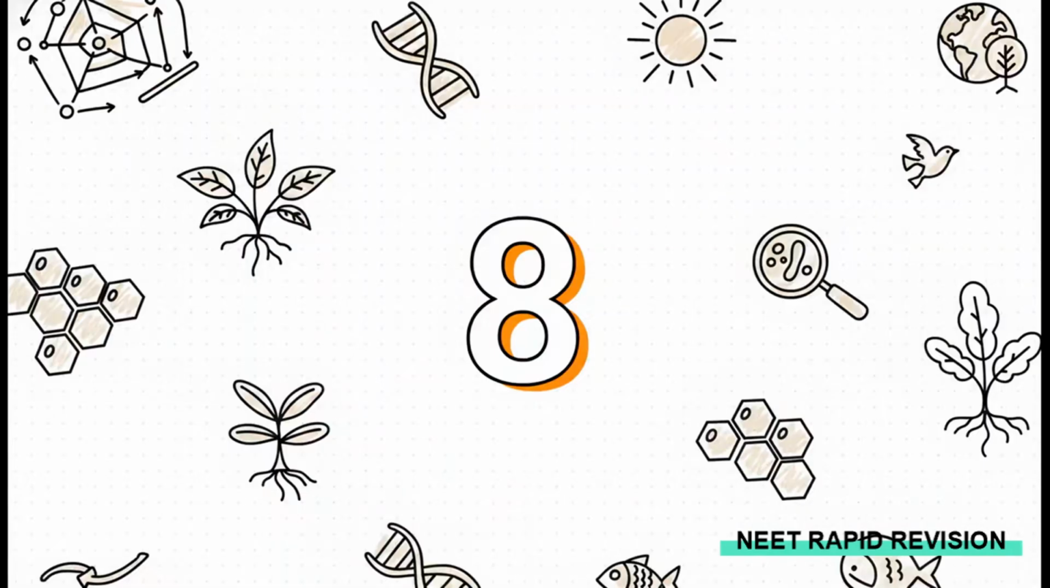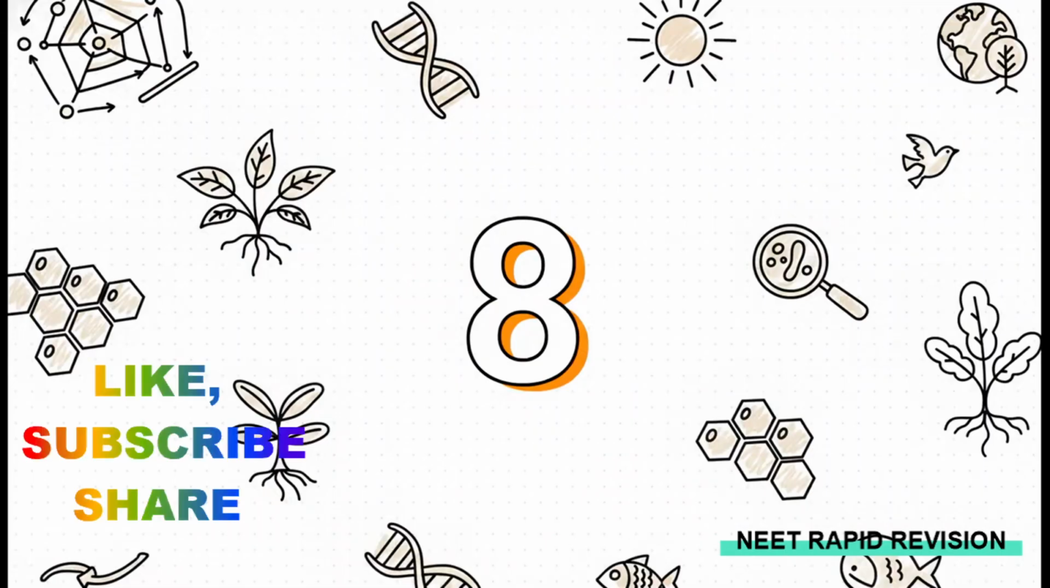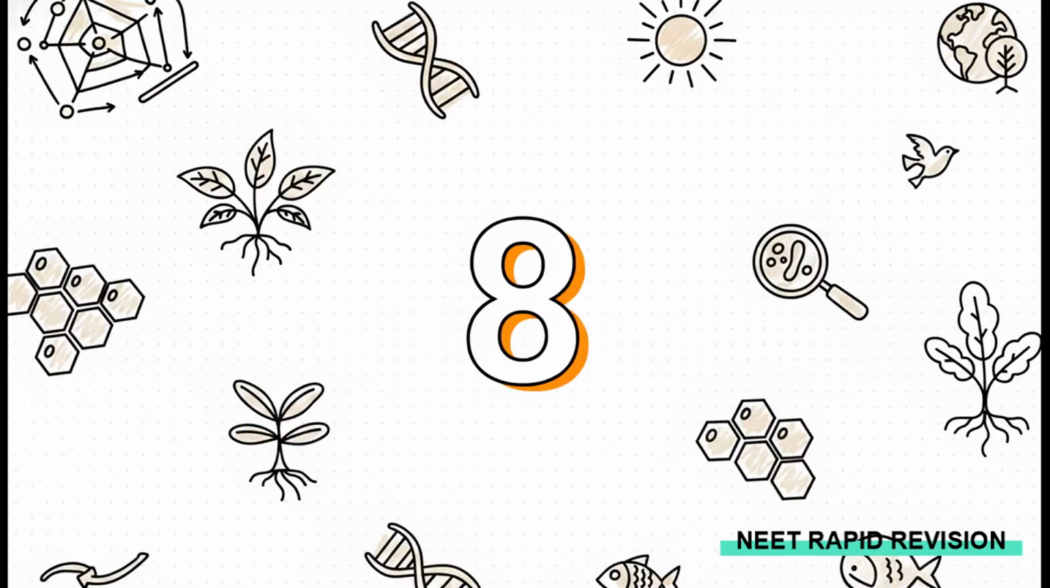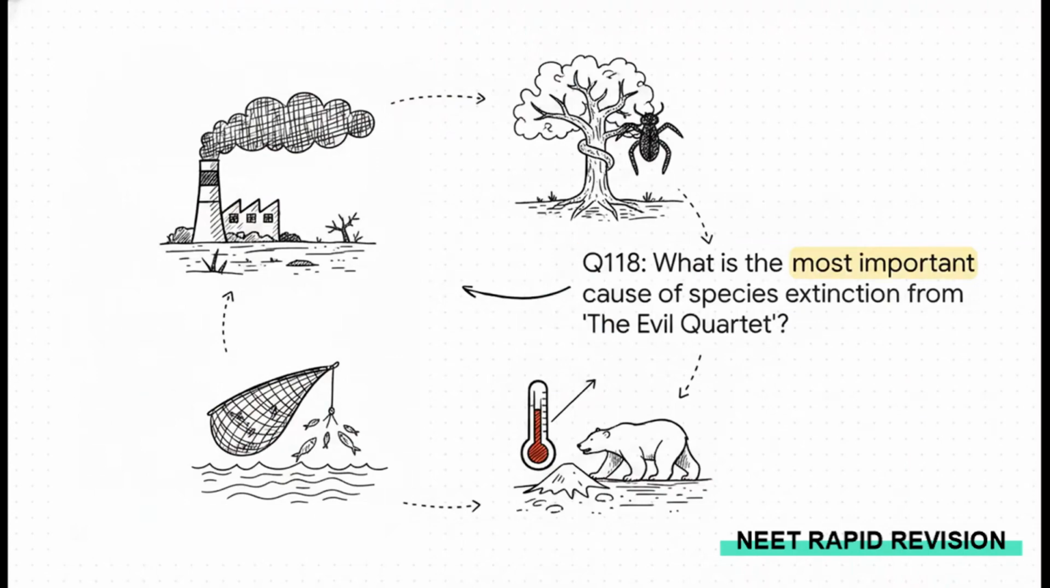Simple, right? Coming in hot at number 8, we're sticking with ecology for a concept that's a real heavyweight. The evil quartet. I mean, with a name like that, you know it's got to be important, right? This question is super direct. It asks you to name the number 1 biggest villain when it comes to species going extinct. It's not enough to know the 4 causes, you have to know which one does the most damage.